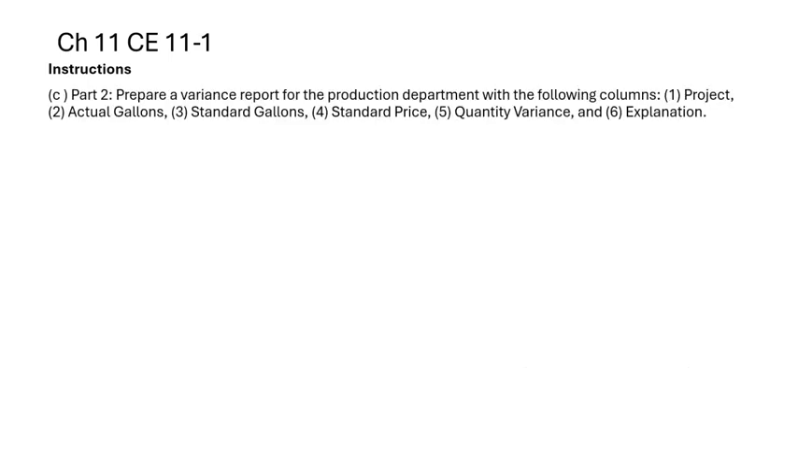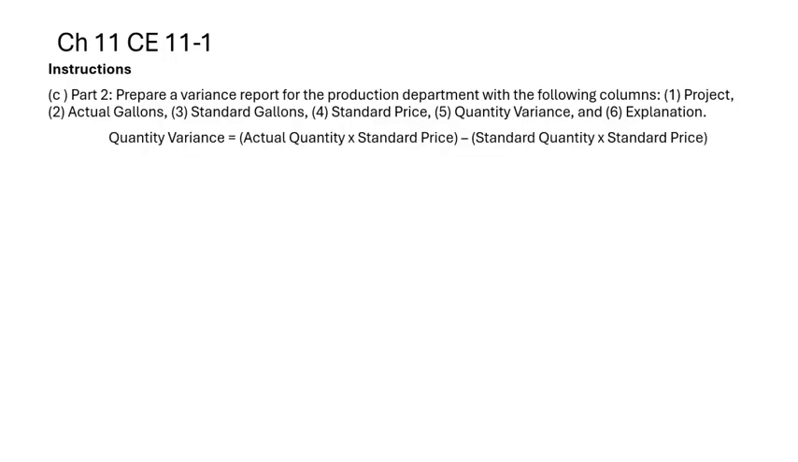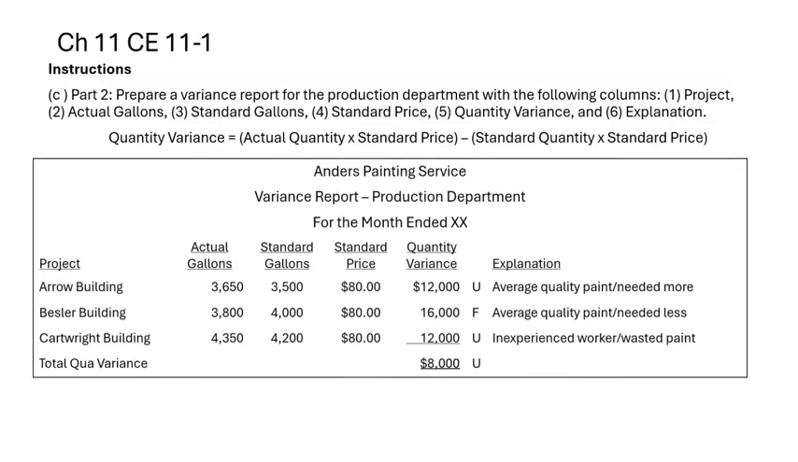If we go to the second part and prepare the quantity variance report, again, our formula here, and in this case, the gallons used versus the standard gallons. So for the Arrow, 3,650 gallons used instead of 3,500 standard. Bessler was 3,800, standard was 4,000, so a little less. And then again, the Cartwright was 4,350 versus 4,200 standard, so they used a little bit more.